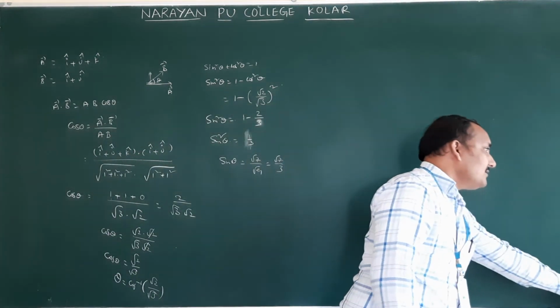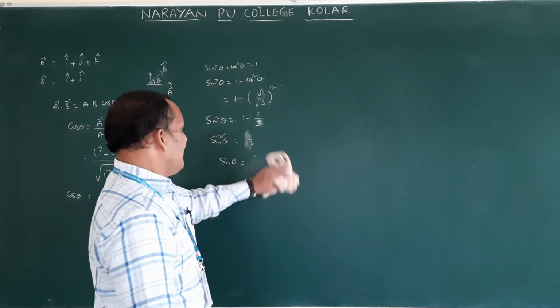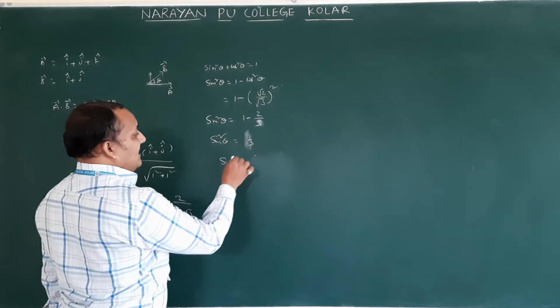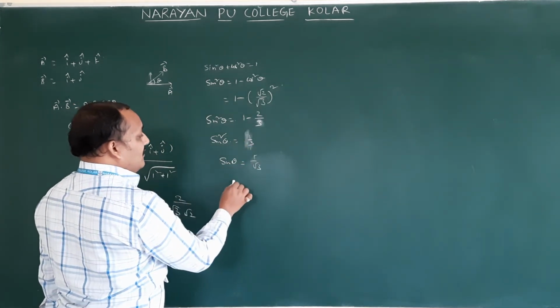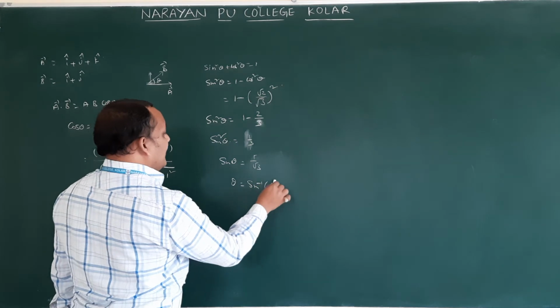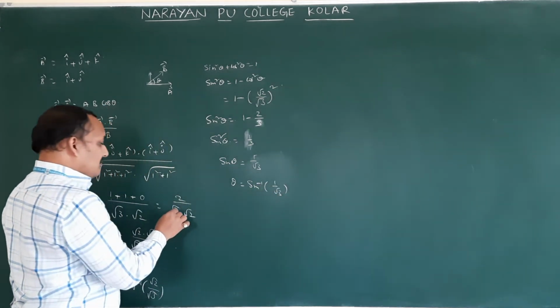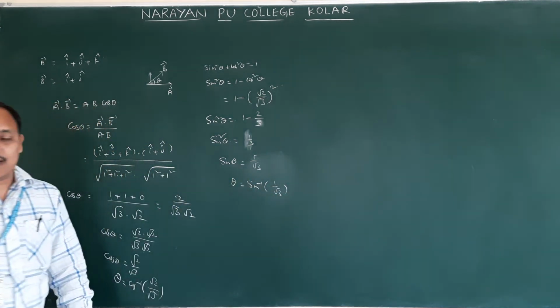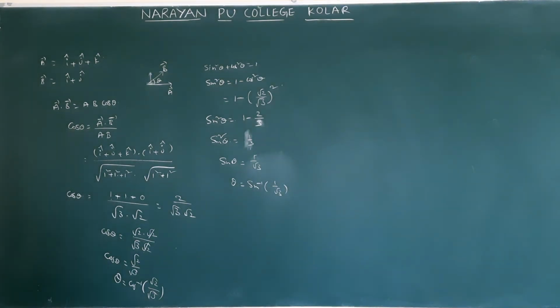So 1 by 3 means how much will you get? Sin square theta is 1 by 3. Then sin theta is 1 by root 3. Then theta is sin inverse 1 by root 3. See, one root is changing your entire answer. Now option 1 is correct.